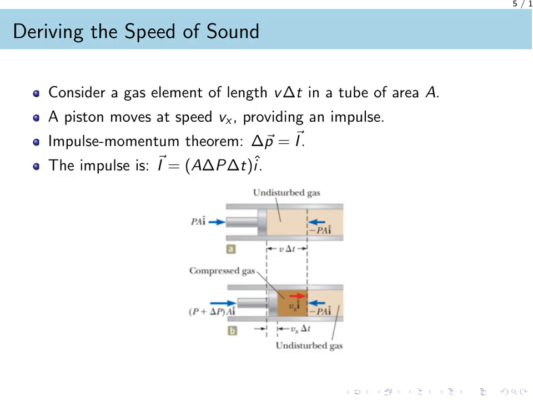In the undisturbed state, the gas is in equilibrium with equal forces on both sides. Once the piston moves, a section of the gas becomes compressed, and we can track how this compression travels through the tube at the speed of sound.